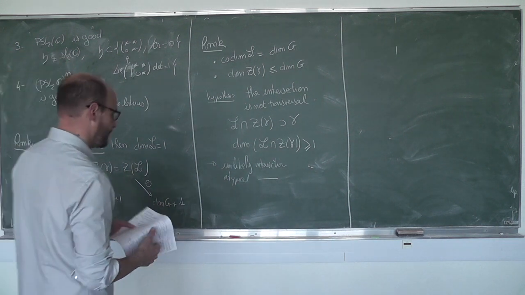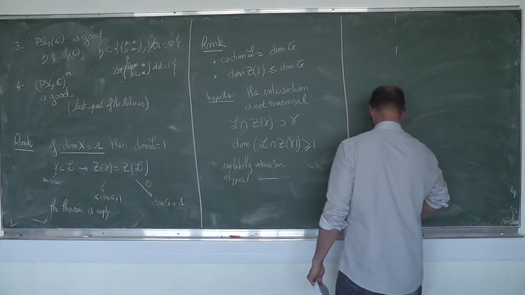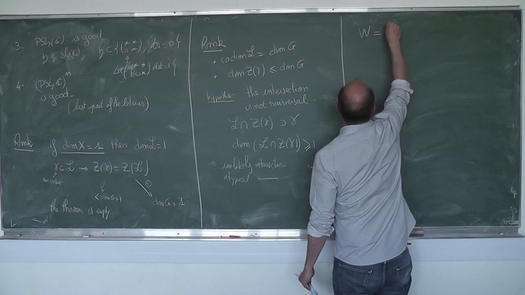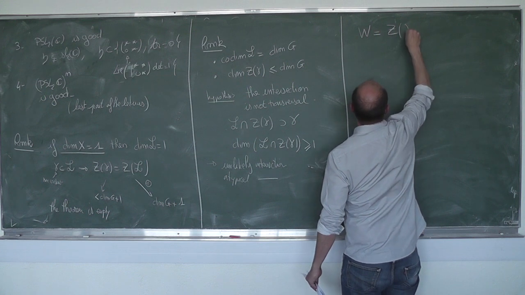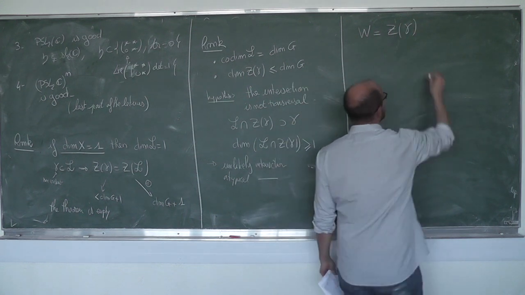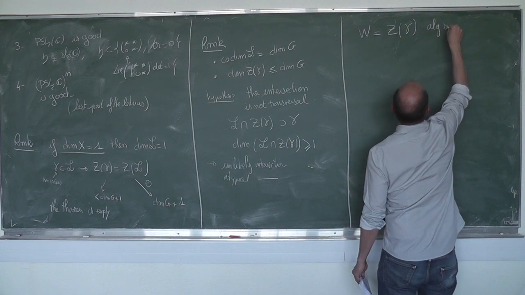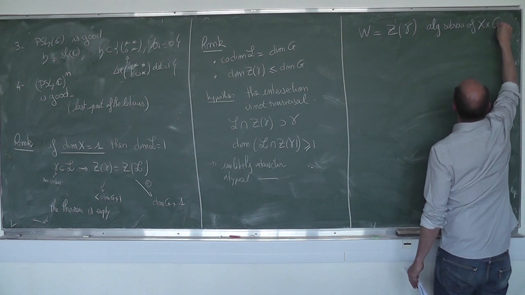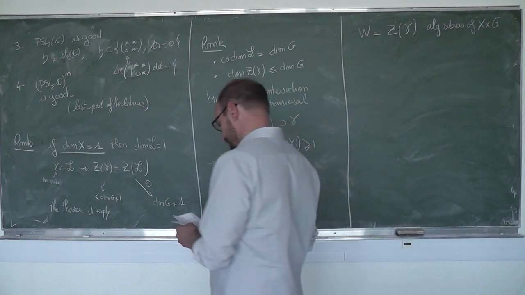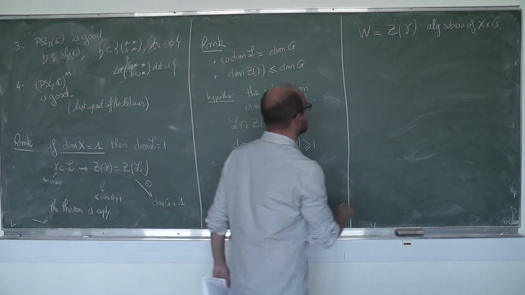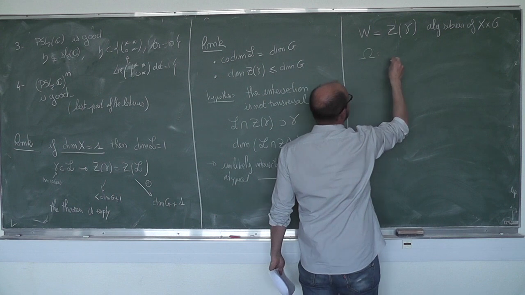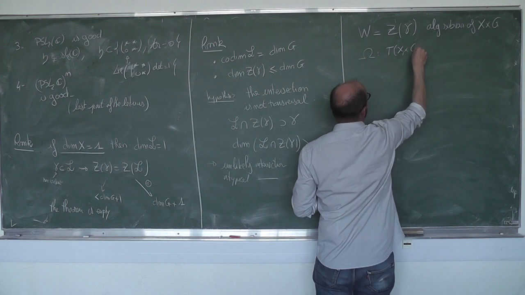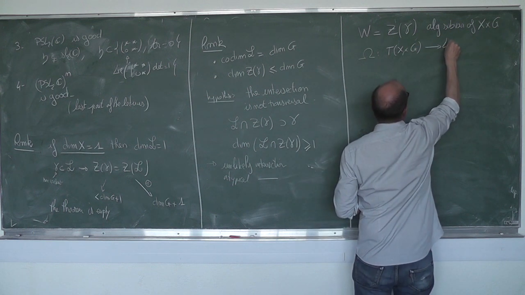So what is the strategy of the proof? First, not to have many notations, I will write omega for the Zariski closure of gamma, which is an algebraic subvariety of X times G. Remember that we have this form here, which is a one-form defined on the whole space, taking values in the Lie algebra of G.